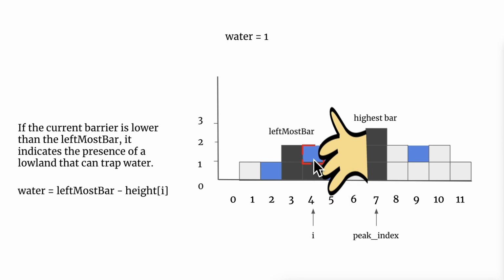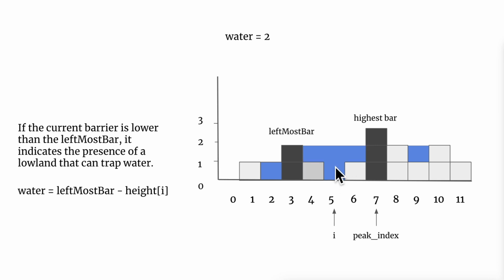So for this specific position, water equals the leftmost barrier height, which is 2, minus this barrier height, which is 1, so we can trap 1 unit of water here. The water amount currently increased by 1 unit. So we will update total water to 2.